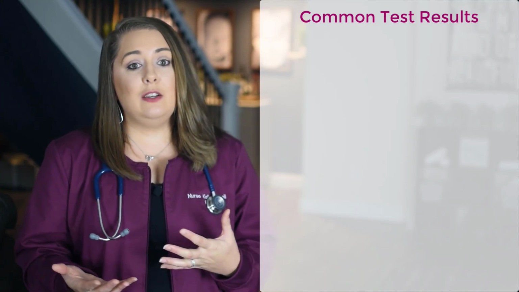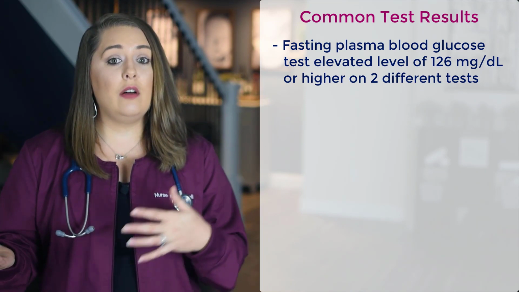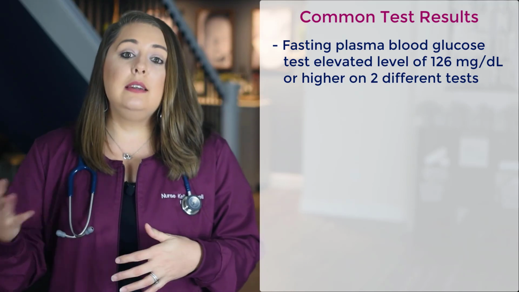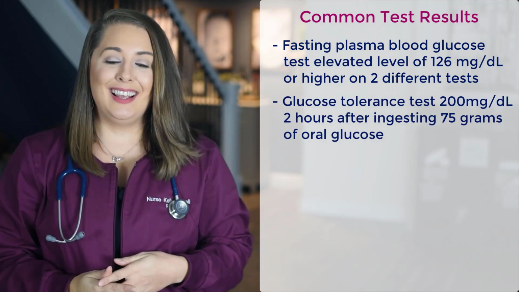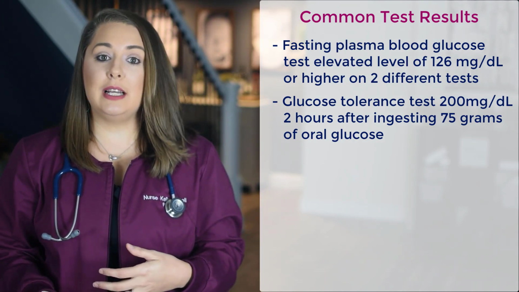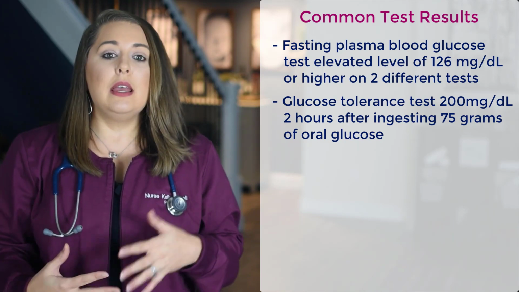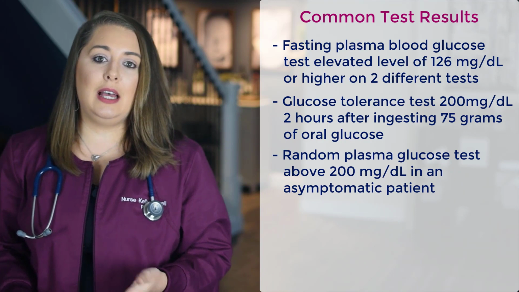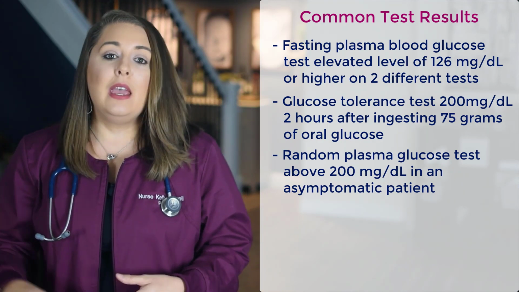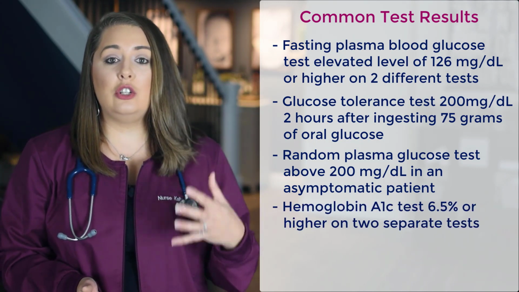So the first test is known as a fasting plasma blood glucose test, which will show an elevated level of 126 milligrams per deciliter or higher on 2 different tests. Next is an oral glucose tolerance test. If it's positive, the patient will have a plasma glucose level of 200 milligrams per deciliter 2 hours after ingesting 75 grams of oral glucose. Next is a random plasma glucose test at or above 200 milligrams per deciliter in an asymptomatic patient. Next is the hemoglobin A1C test, which will be 6.5% or higher on 2 separate tests.